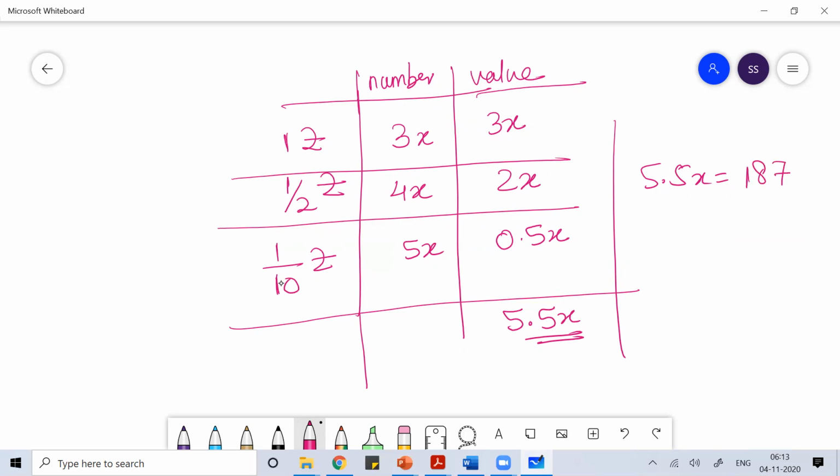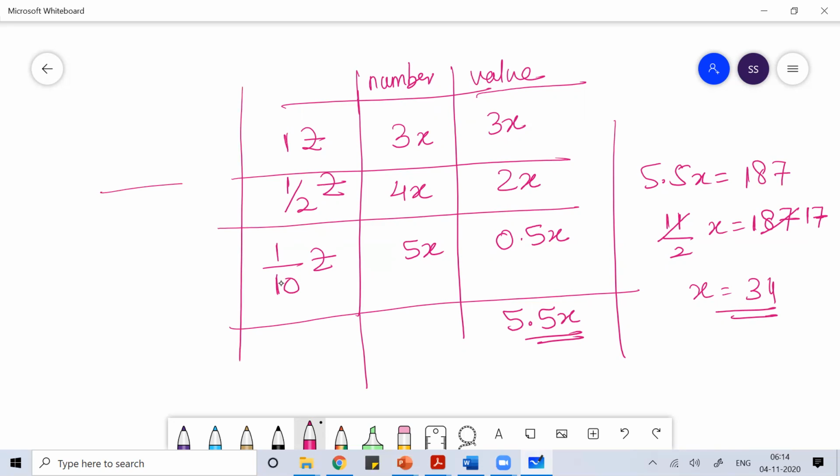5.5 is nothing but 11 by 2. So 11 by 2 x is equal to 187. 11 17s are 187, so the value of x you will get is 34. So the value of x is 34. So the value of 1 rupee coins is 3x.